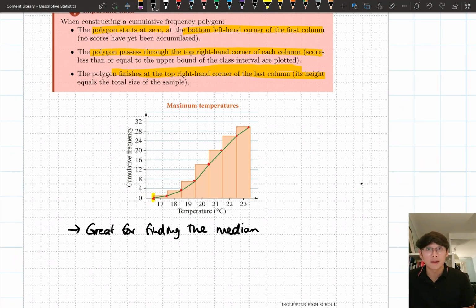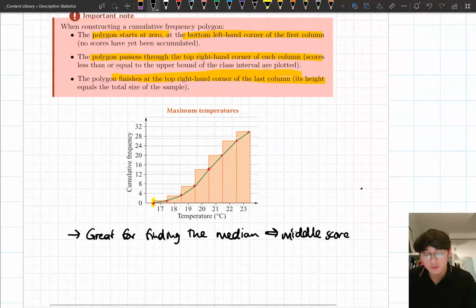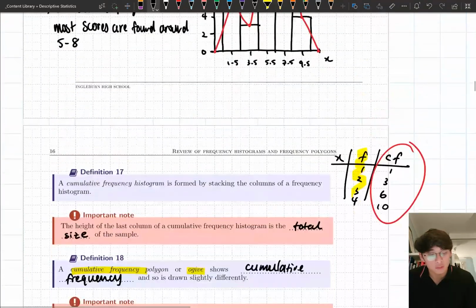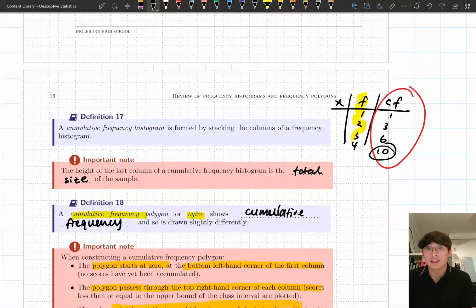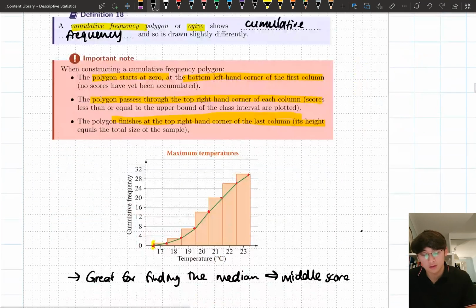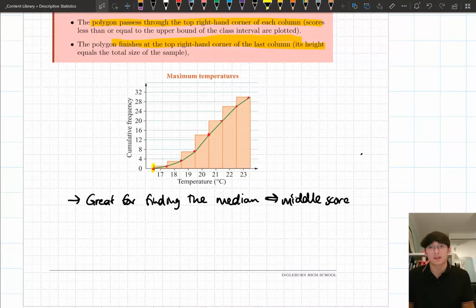So it's great for finding a median, or our middle score. From last lesson we talked about how the median was the middle score. The reason why this is the case is because the last value in my cumulative frequency column tells me the total number of scores. So this tells me how many scores there are altogether.